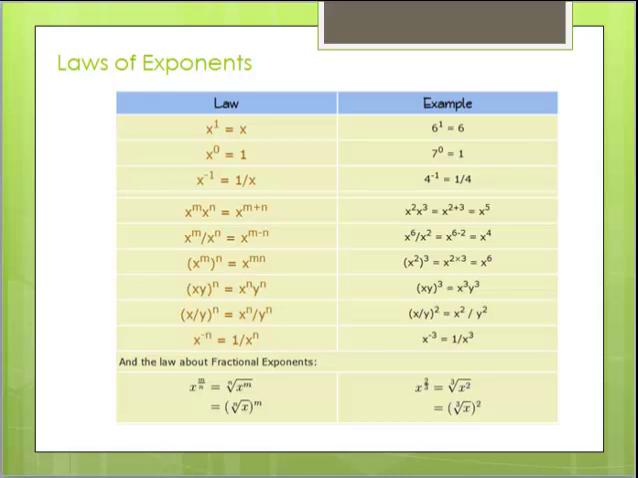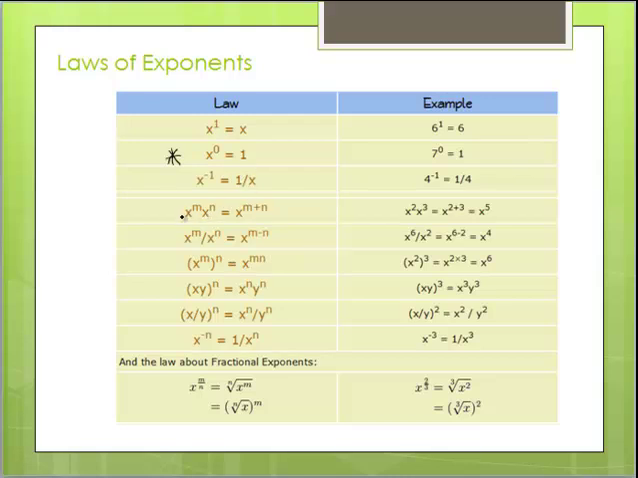Now we have some laws of exponents. These are just things that you need to remember. If you have x to the 1, you just get the base back. Anything to the 0 power is 1. This one is really important. X to the negative 1, this is the reciprocal. It means flip it over. You get 1 over x.